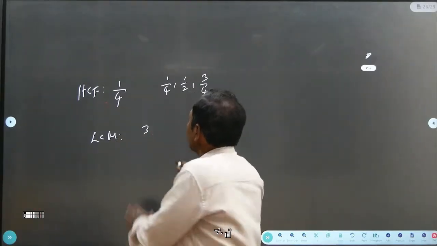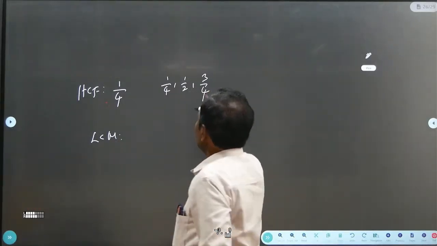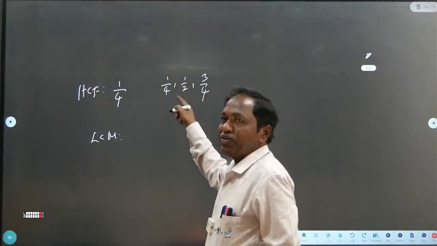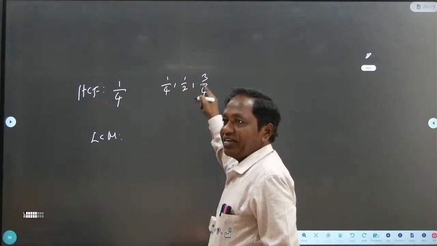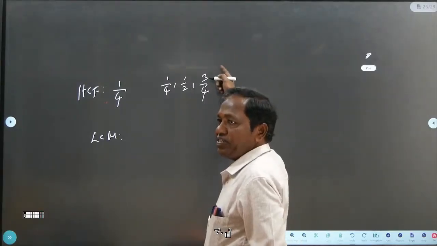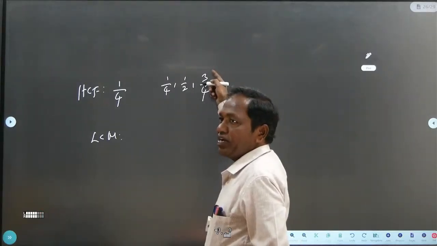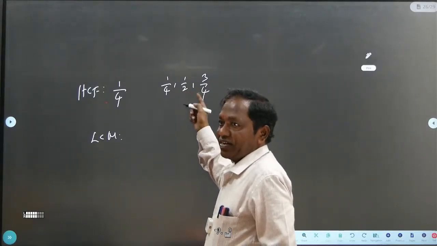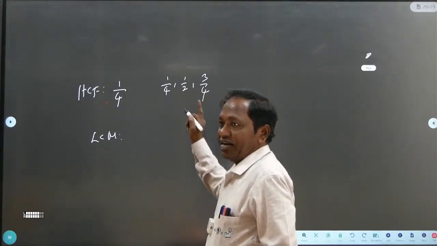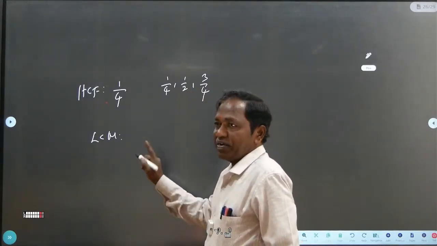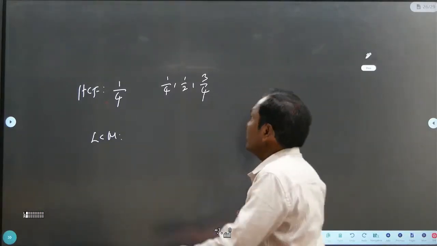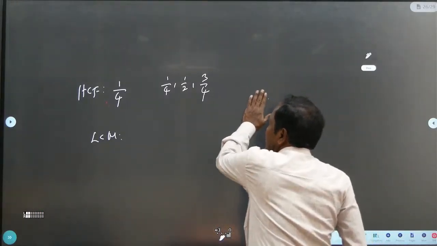3 by 4 is a multiple of 1 by 4. 3 by 4 is not a multiple of 1 by 2. And multiples of 3 by 4 are what? 1 and a half. 1 and a half is a multiple of half. So then it will come like that. Yes, that is only the application, only till such level is this method applicable.